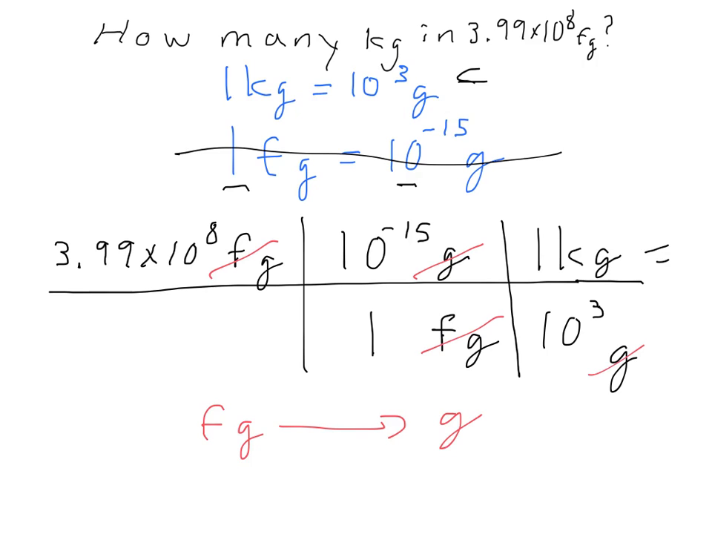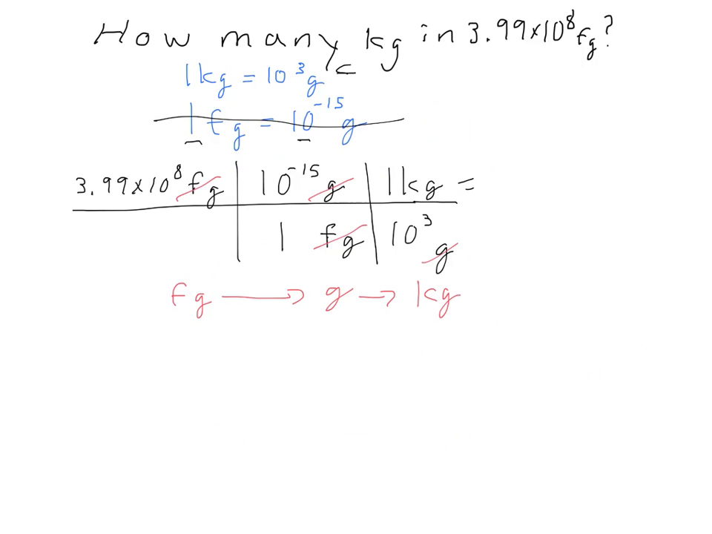So I've canceled out my grams, and now I'm going to multiply everything on top, divide through by everything on the bottom, and when I do that, I get 3.99 times 10 to the -10th kilograms.